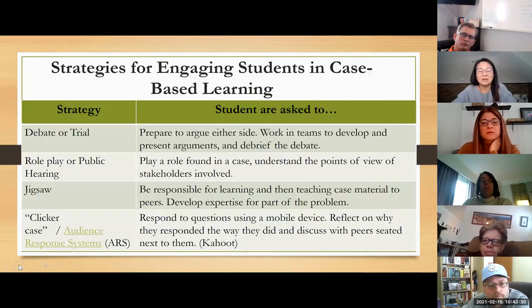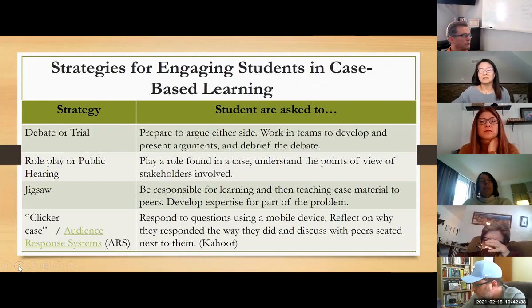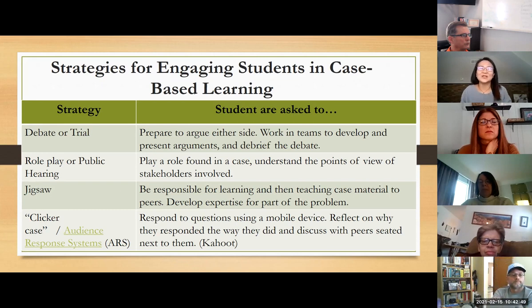And there are also some strategies that I use to engage the students in the case discussion. I sometimes use debate or trial. In the face-to-face teaching environment, it's easy, you can divide the class into different groups. But for online, I use a lot of breakout rooms.